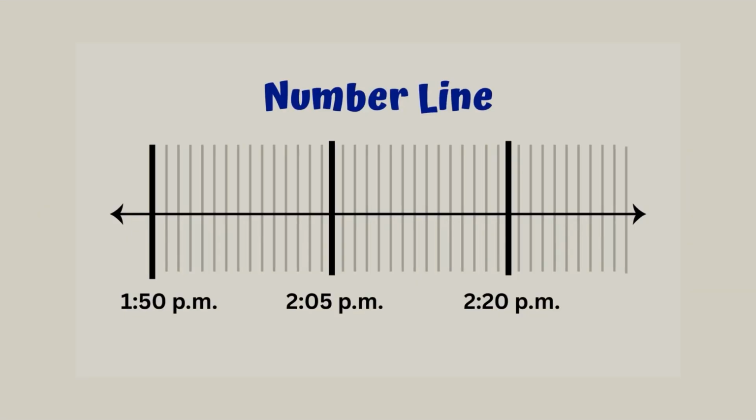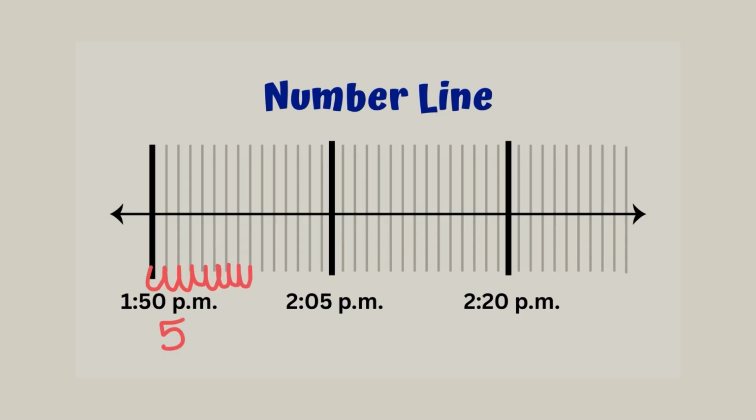All right, so we are doing our number line. We are going from 1:50 p.m. to 2:20 p.m. So we're going to see how long it took us to run, and we're going to be counting by fives. So here we go. 1:50, 1, 2, 3, 4, 5. That's 5 minutes.